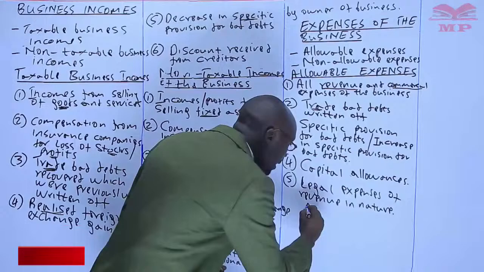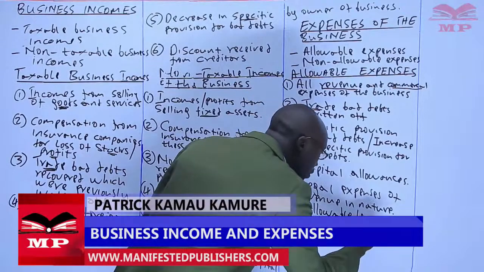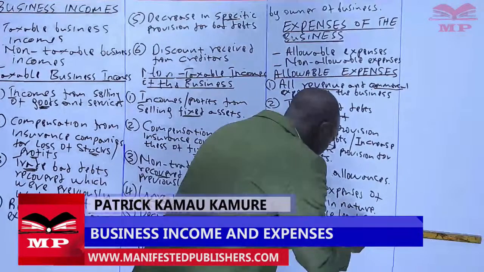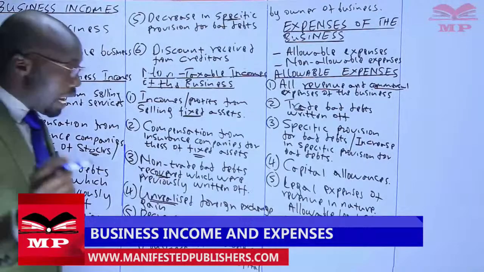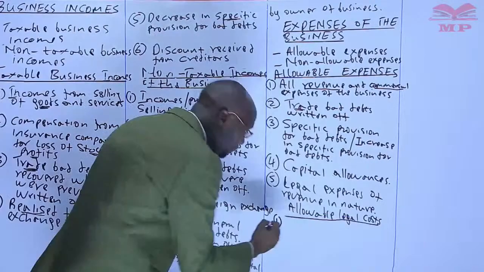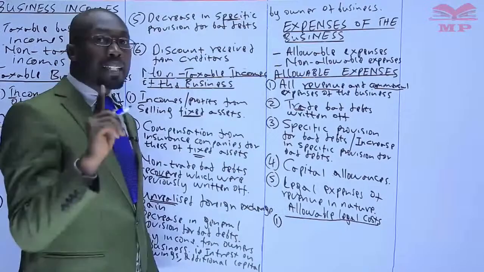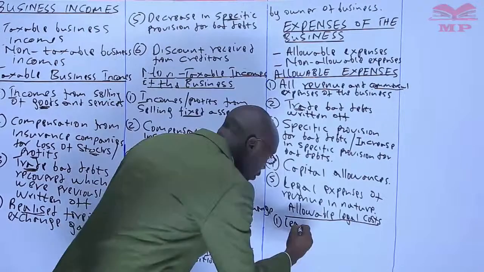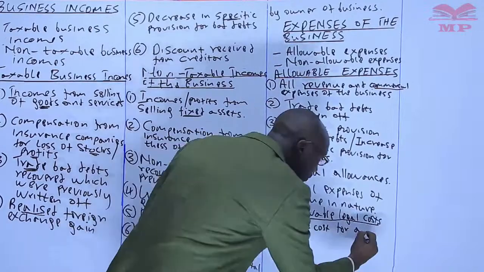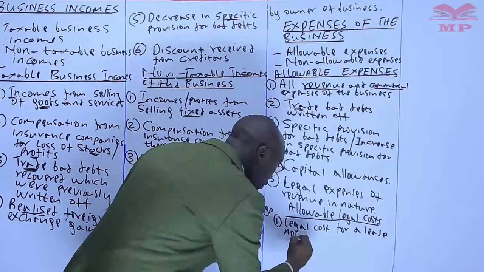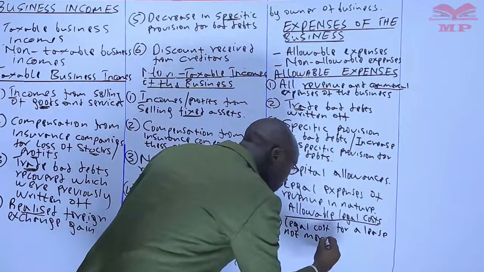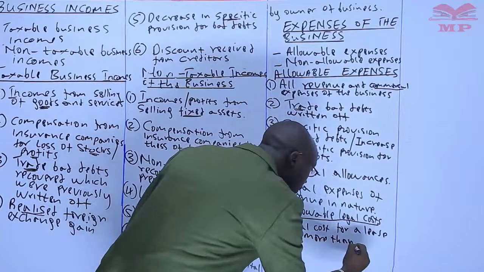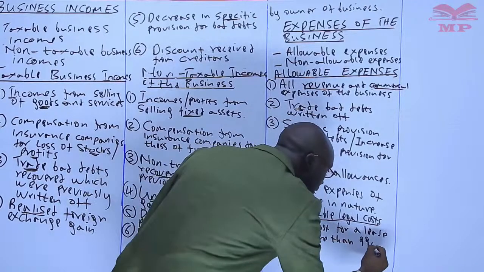Allowable legal costs. Allowable legal cost number 1 is the legal cost for a lease. Legal costs for a lease not more than 99 years.